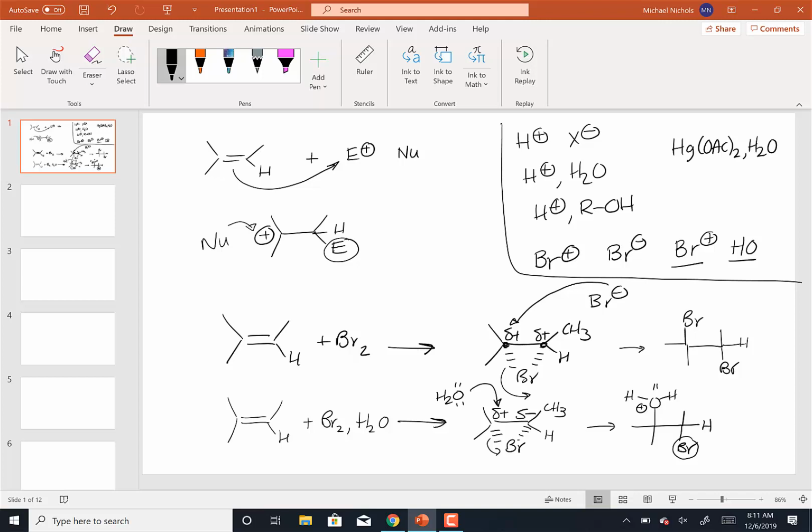Now for bromine and mercury, they bridge so that you form the triangle, which means not only are they adding Markovnikov, they're also adding 100% trans.